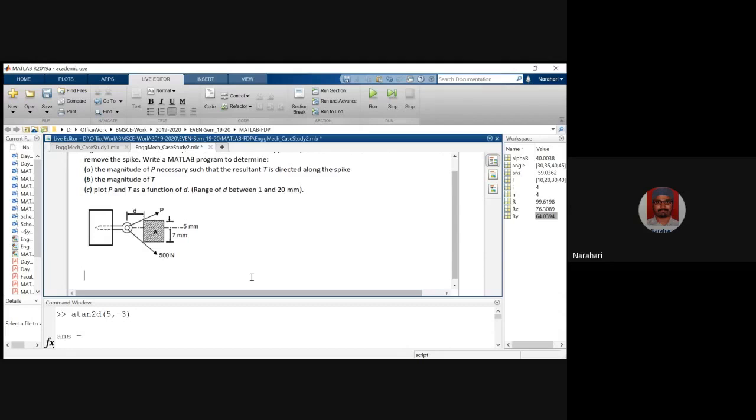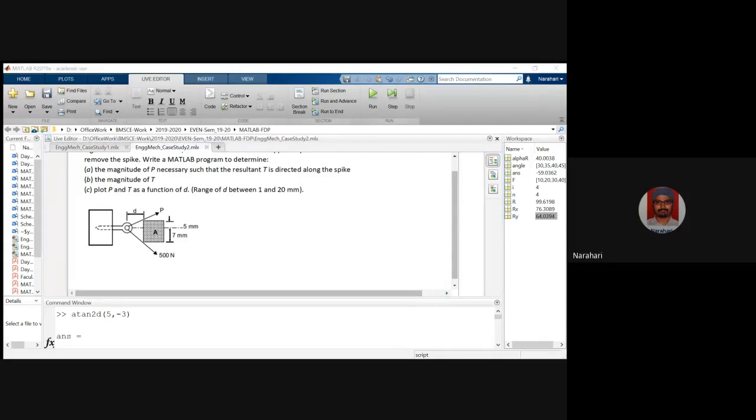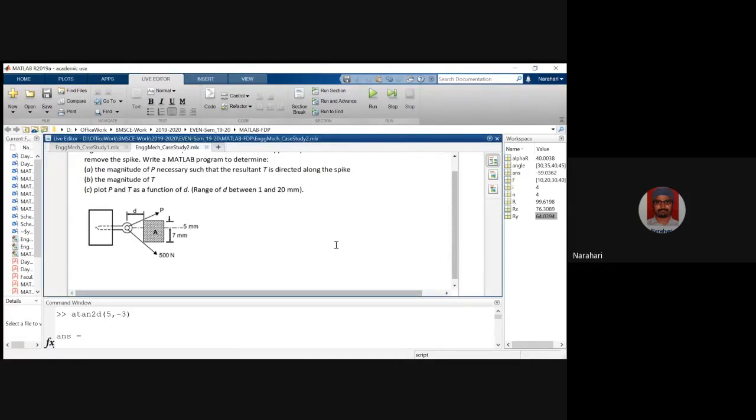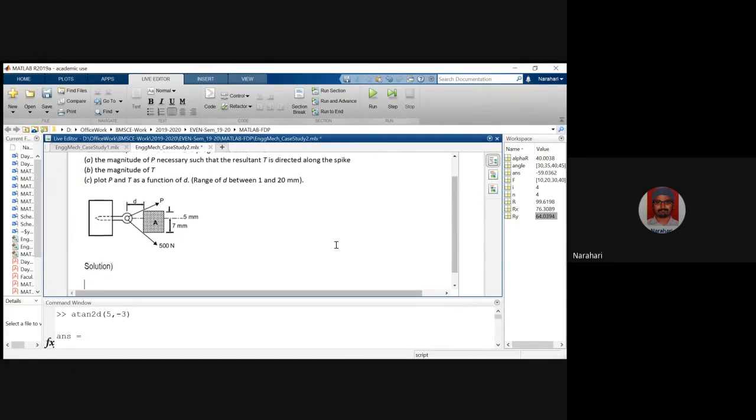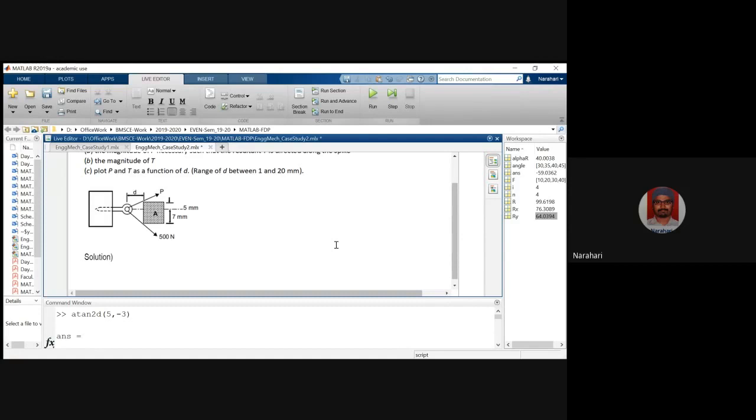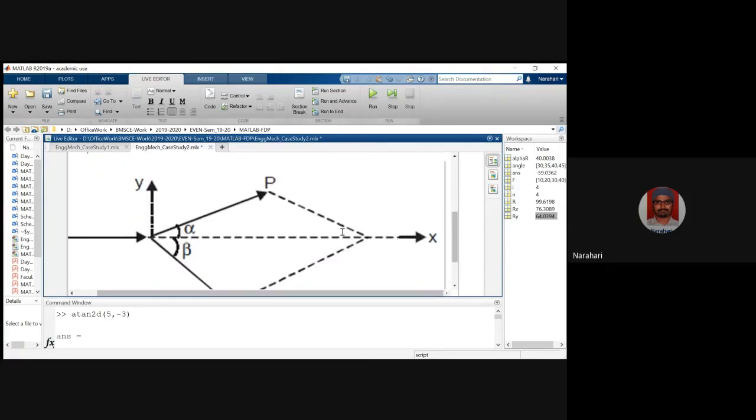So we have to find the magnitude of P such that the resultant T is directed along the spike. Then what is the magnitude of T? Then plot P and T as a function of D. This is what is required to be done. So now let me give you the free body diagram. Okay, so let's say solution. Too big.